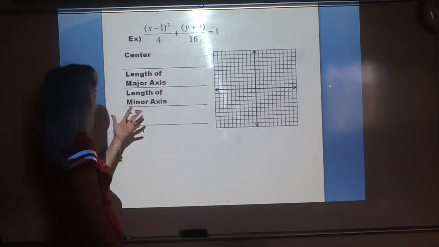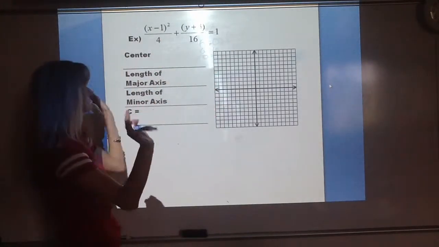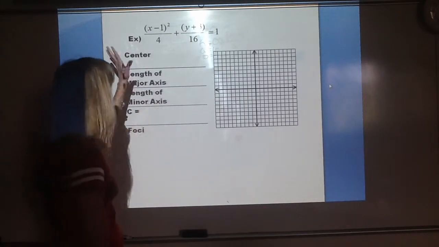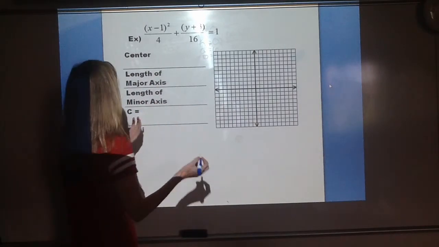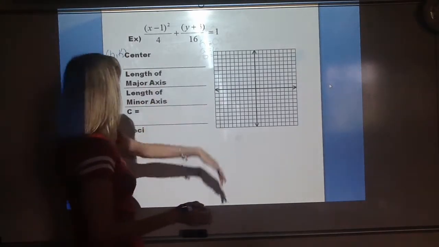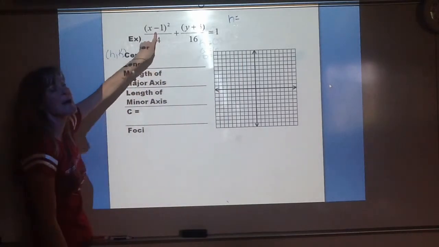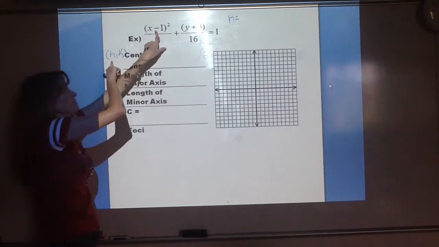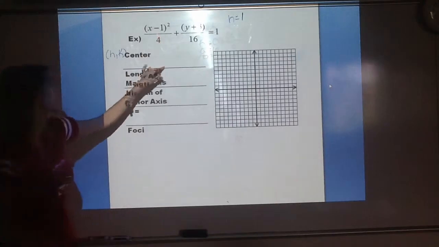Okay, here we have an ellipse, and it's already ready to go. It's equal to 1, and it's in good form. So I want to determine all my critical points, and I want to graph it. Let's start out with determining what everything is. Remember, my center is h, k, so I want to figure out what h and k are. H is the number being subtracted from x, because h is in the x position. So h is positive 1.